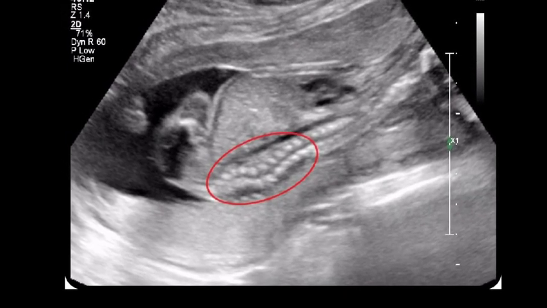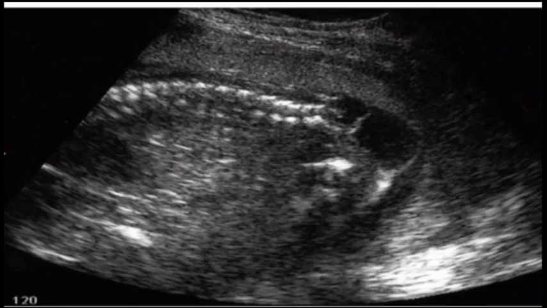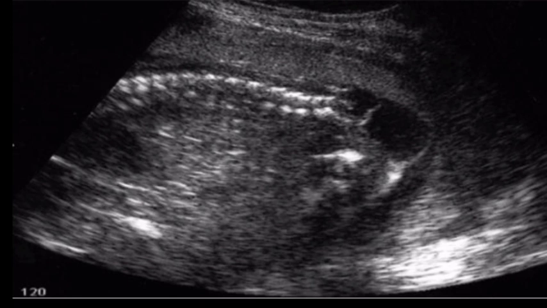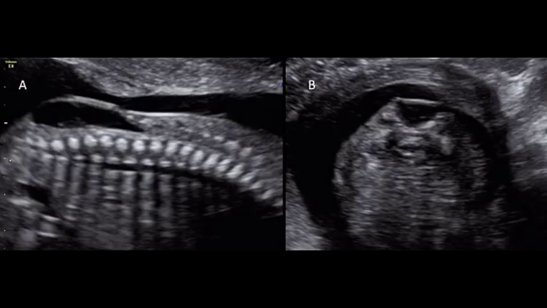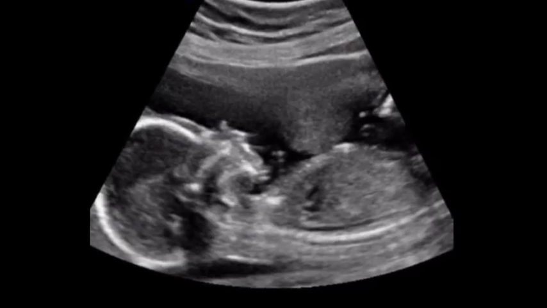The sites of open spina bifida are: 1. Lumbosacral, 65%. 2. Sacral, 24%. 3. Thoracolumbar, 10%. 4. Cervical, 1%.